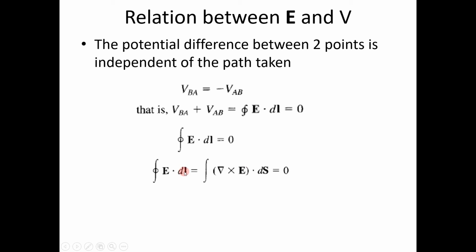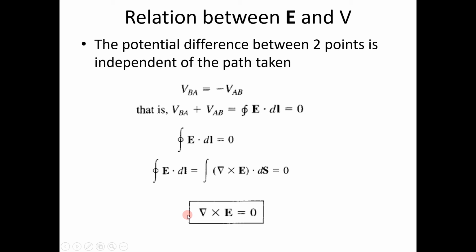Line integral of E dot dl is equal to, on applying Stokes theorem, you can write it is equivalent to the surface integral of curl E dot ds. Both are equal to 0 because we got the value as 0 here. So from this, what can you conclude? Curl E is equal to 0. So curl E is equal to 0. This is the second Maxwell's equation.